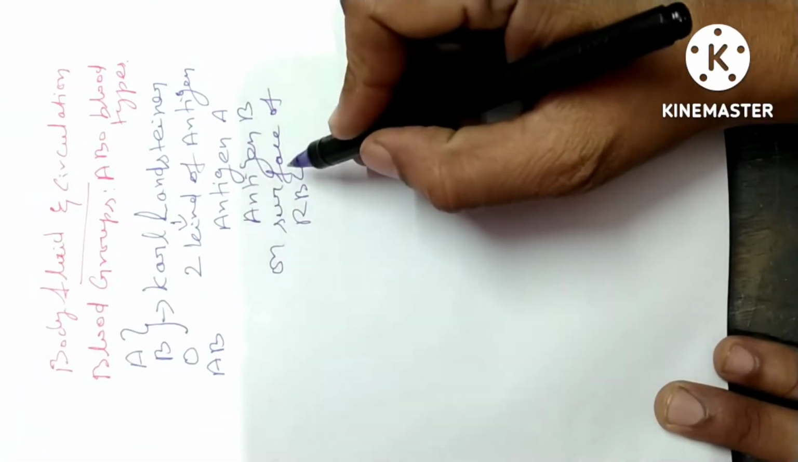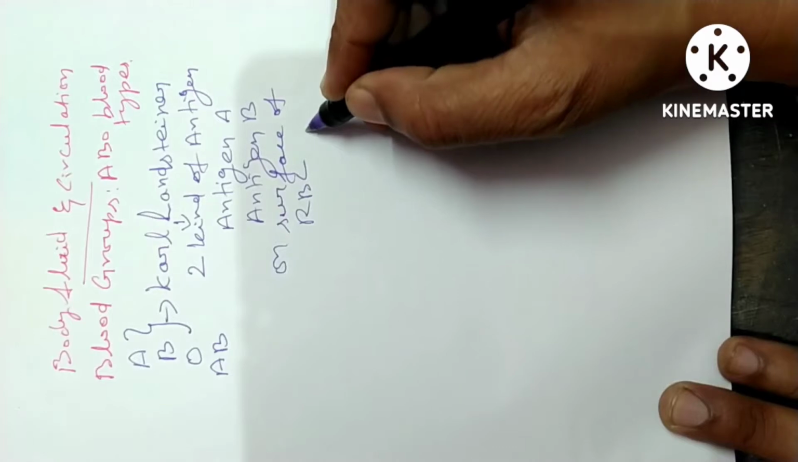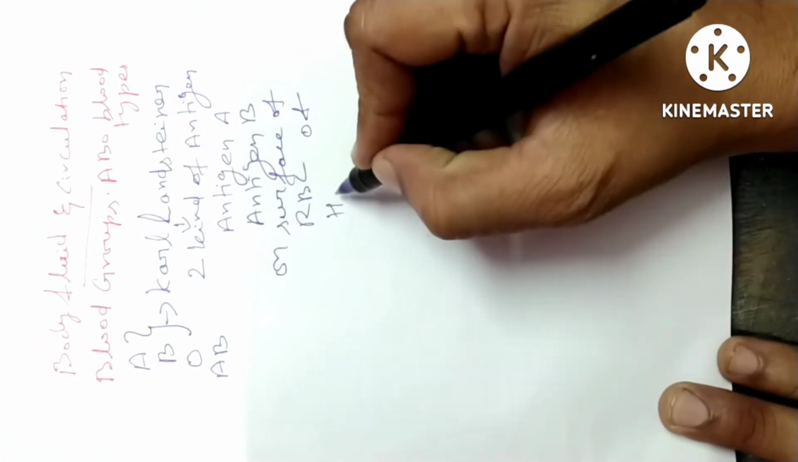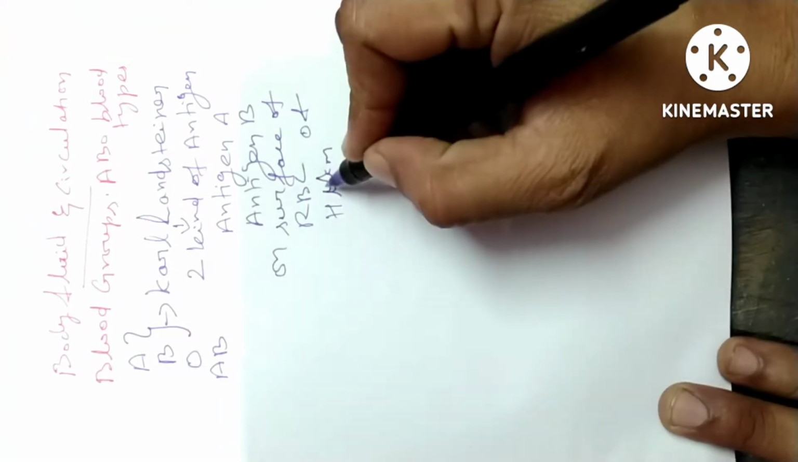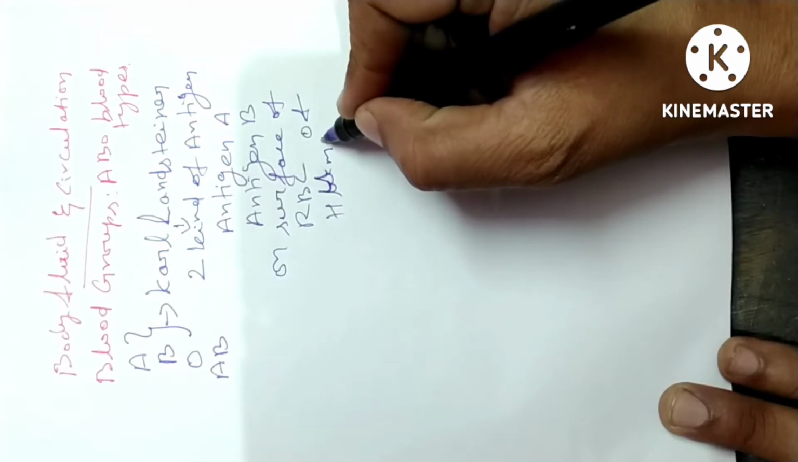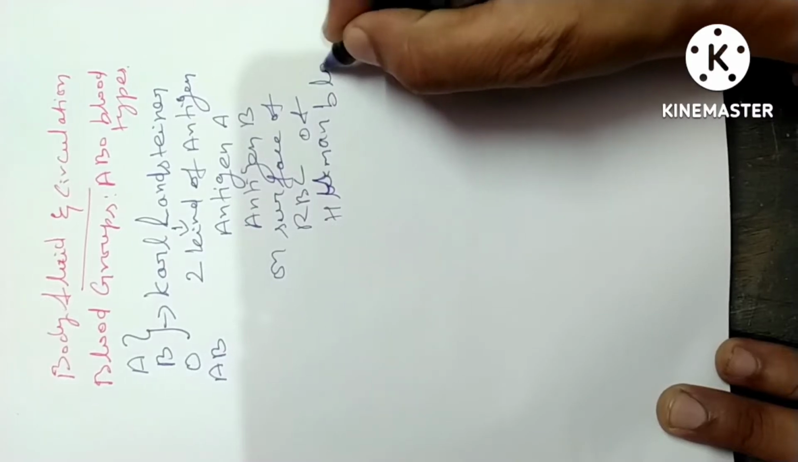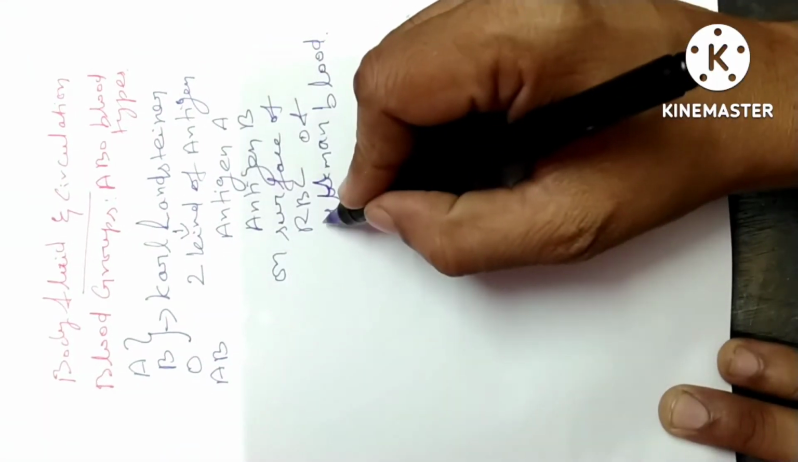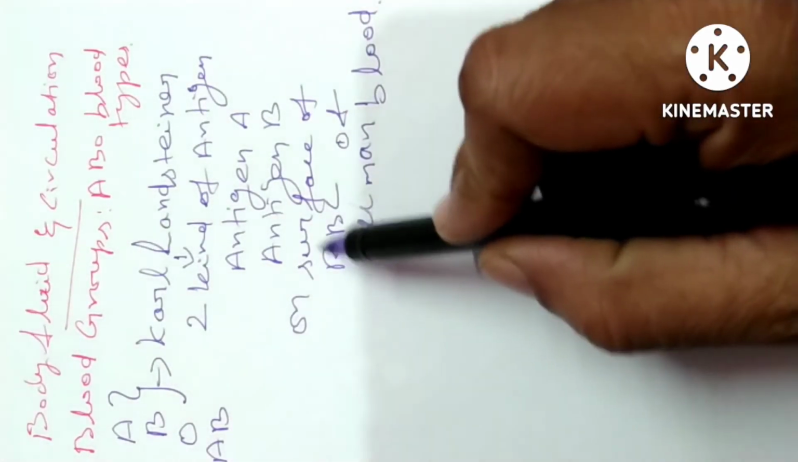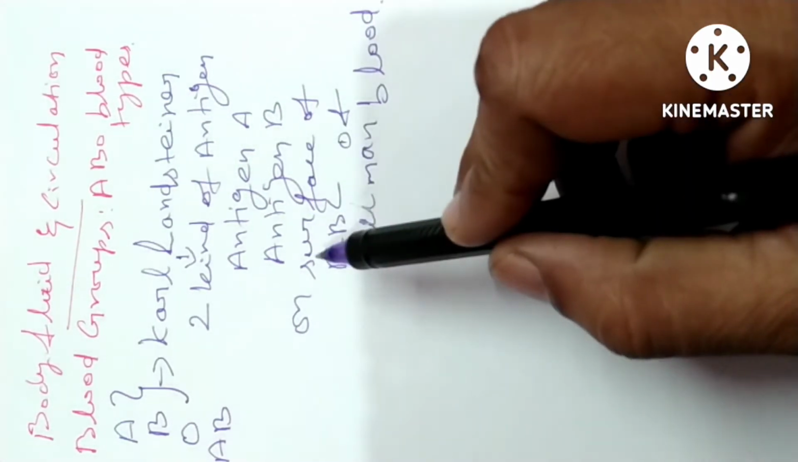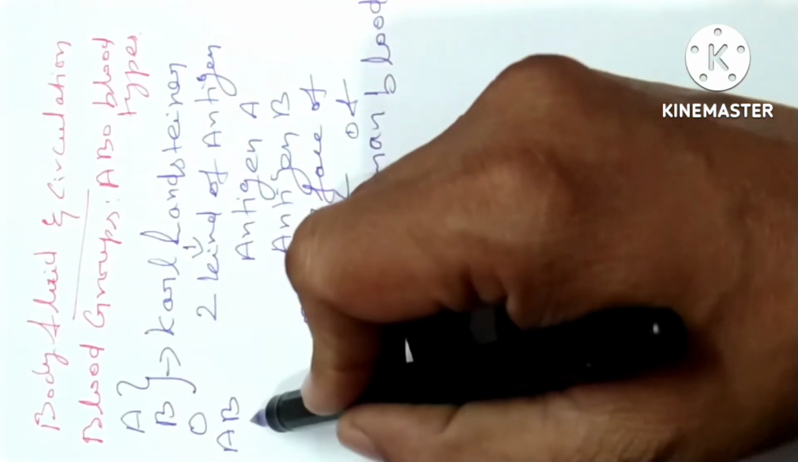Antigen A and antigen B are present on the surface of RBC of human blood. Next, you see the AB blood group.